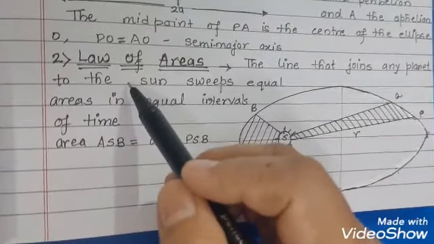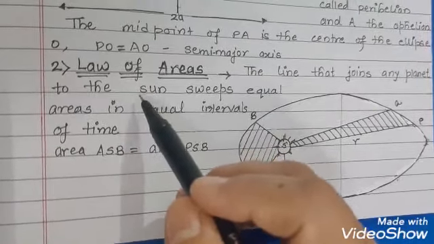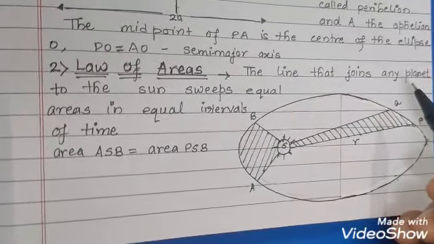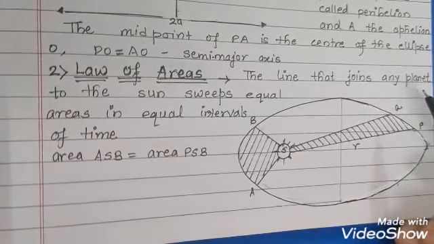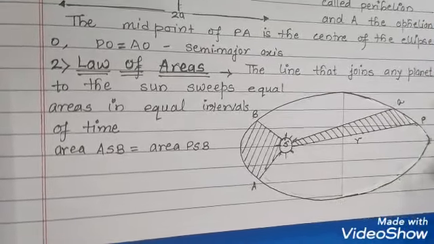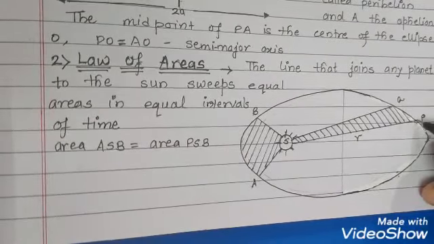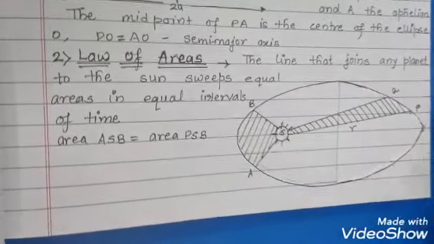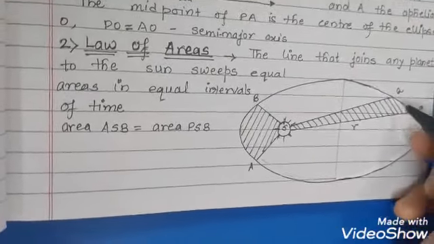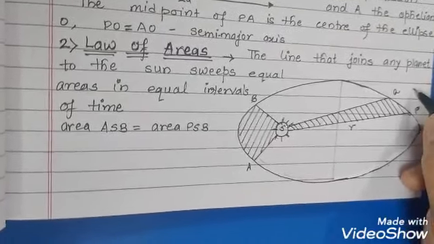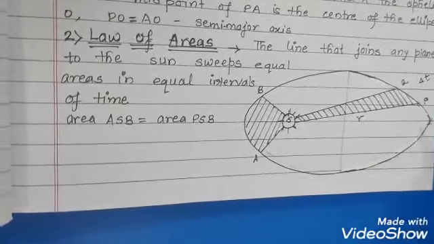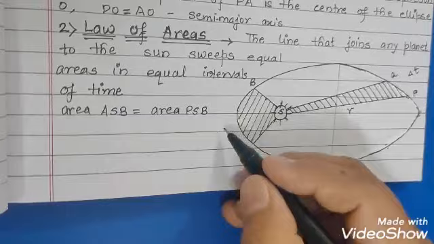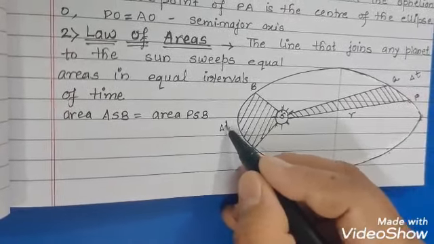Kepler's second law is called the law of areas. The line that joins any planet to the sun sweeps equal areas in equal intervals of time. Look here, for example: from P to Q, this is an elliptical path or the elliptical orbit of a planet, and suppose a planet is moving from P to Q in a small time interval del t, and here the planet is moving from B to A in a small time interval, that is the same time interval del t.